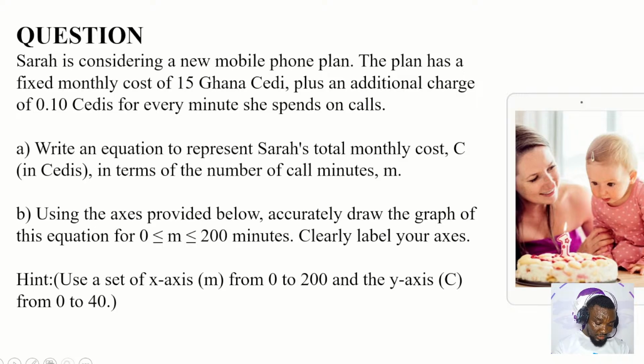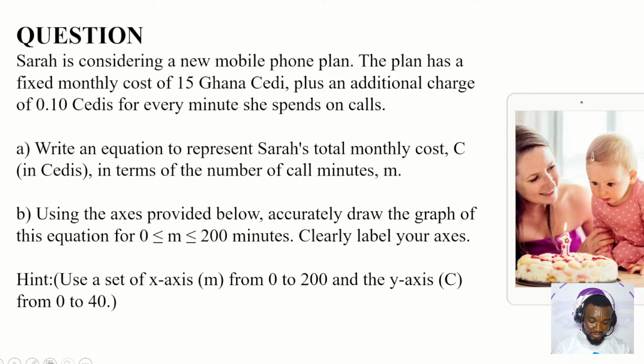Okay, so Calvin has gotten an equation. He says that f of x is equal to 15 plus 0.10x. Calvin, rewrite it and use C in place of f of x, and then you can use M in place of x, right? So you are asked to write an equation to represent it in terms of C and M. So we know we have f of x and x. So write it in terms of C and then in terms of M, right?